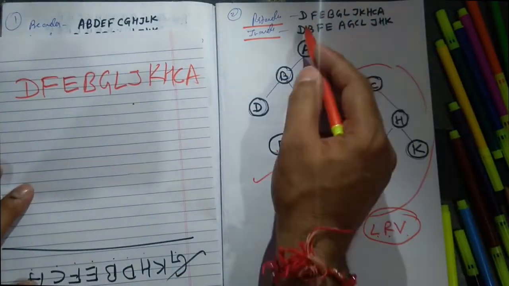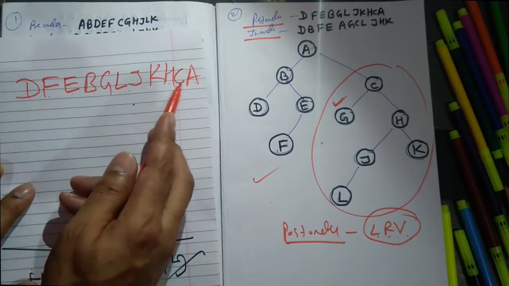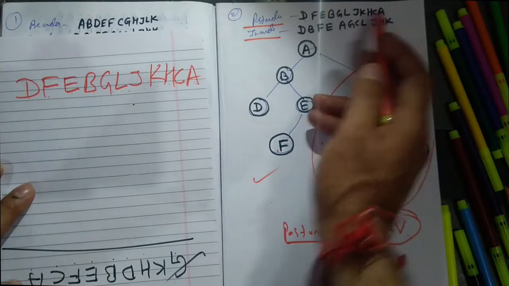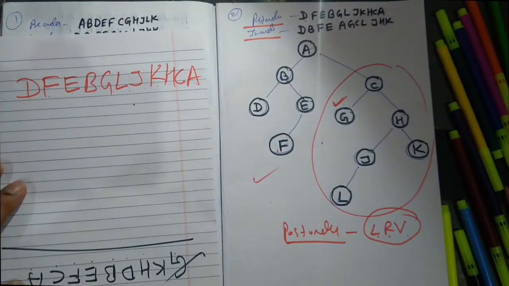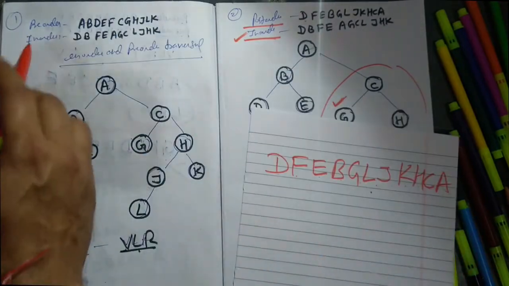Now you can see both are the same. D, F, E, B, G, L, J, K, H, C, A. Both are the same. It means that every time, similarly, you can also get in-order, because we have already done in-order here.